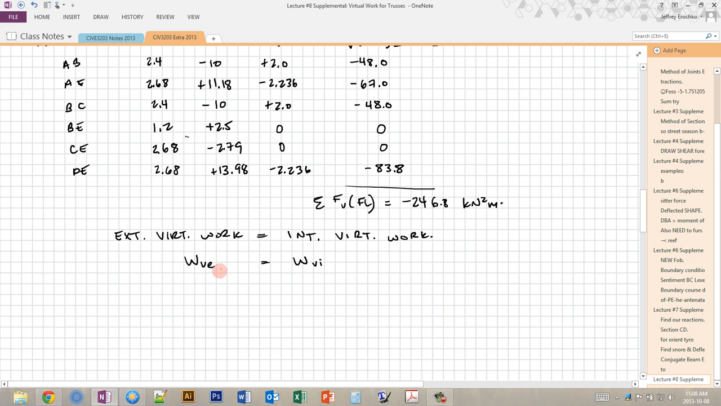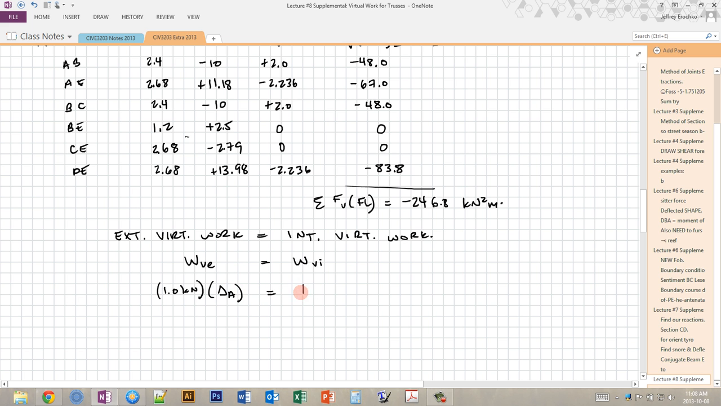And we know that this is our external virtual load times our internal real deformation. Okay, so our external virtual load is our unit load that we put on, 1.0 kilonewtons. The real external deformation is delta A, and that's our unknown, right? We don't know what that is. That's what we're trying to find.